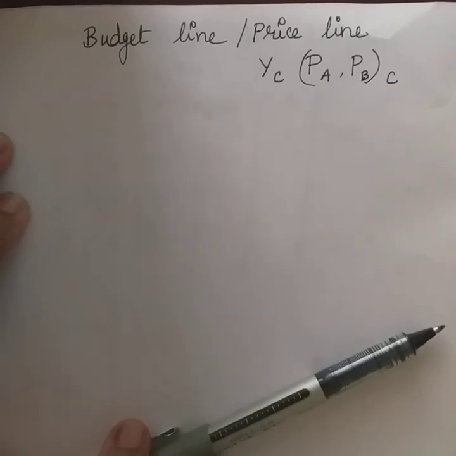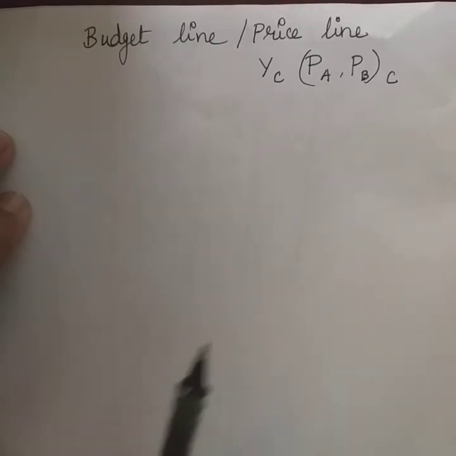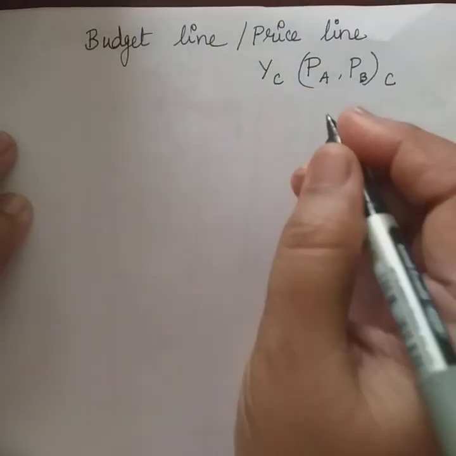Namaste. In this clipping, we will discuss the budget line or the price line. Budget line is a graphical representation of all the possible combinations of two products which can be purchased with a given income and the prices, such that the cost of each of these combinations is equal to the money income of the consumer, right?